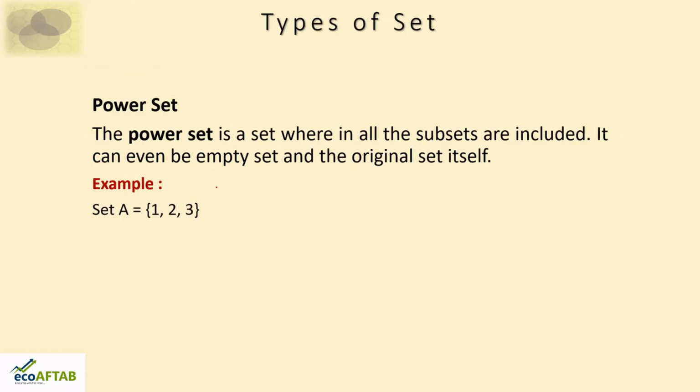So if I say there is set A, 1, 2, 3. Out of these sets, how many sets can we create? Here set A is there, 3. So if I take one element, set B, I write in this we are having 1. Similarly, I take one more set C. Here I'll write 2. Similarly, I'll make one more set D. Here in this set I will write 3.